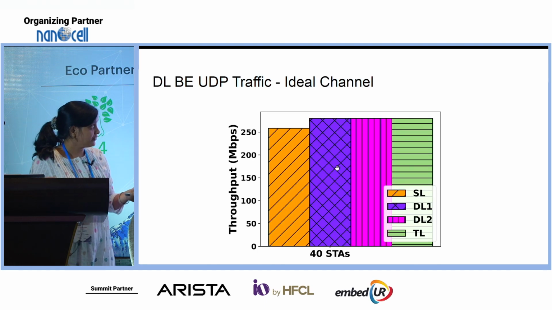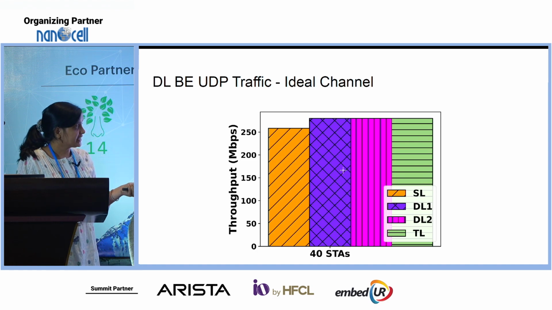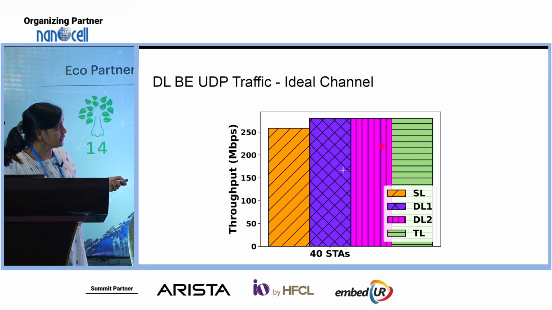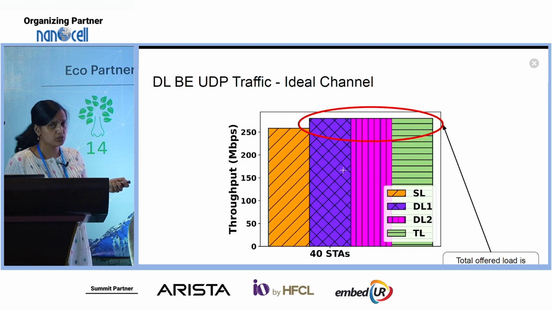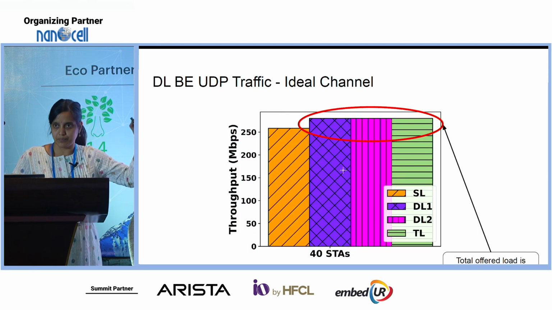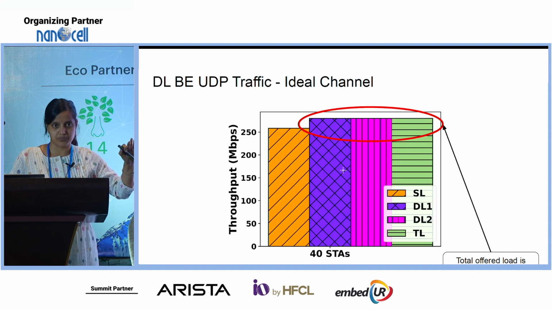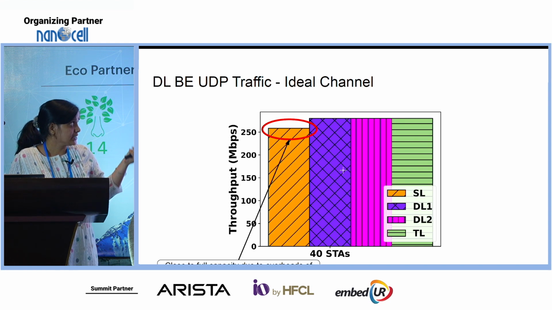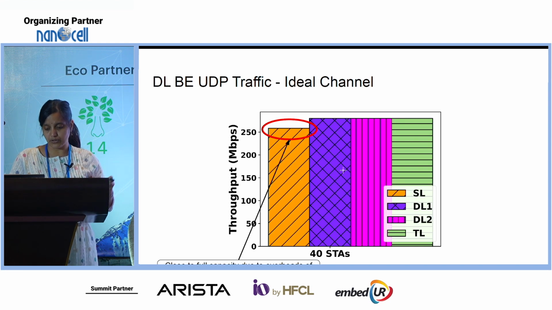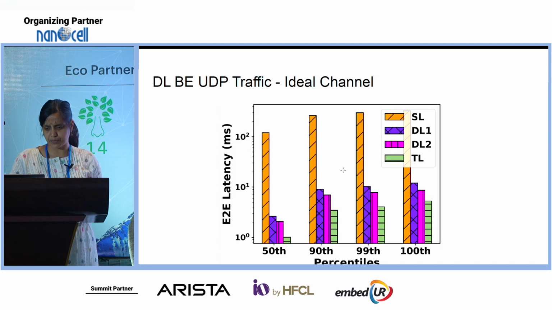So this graph is everybody's dream. We see the throughput for single link, double link 1, double link 2 and triple link. Let's get familiar with this nomenclature because this is what I am going to use now. We can see that the throughput is close to the offered load of 280 Mbps. The throughput does not double or triple because I have limited my offered load, which is close to the single link saturation. And the single link does not reach the offered load because of some simulation induced overhead, but it does pretty well.